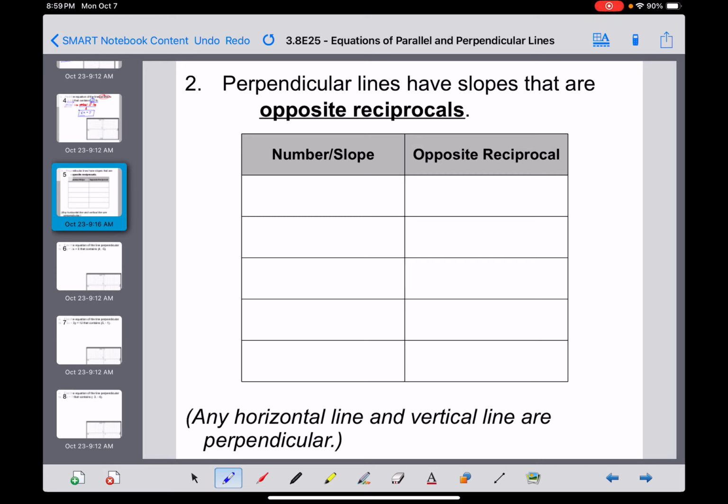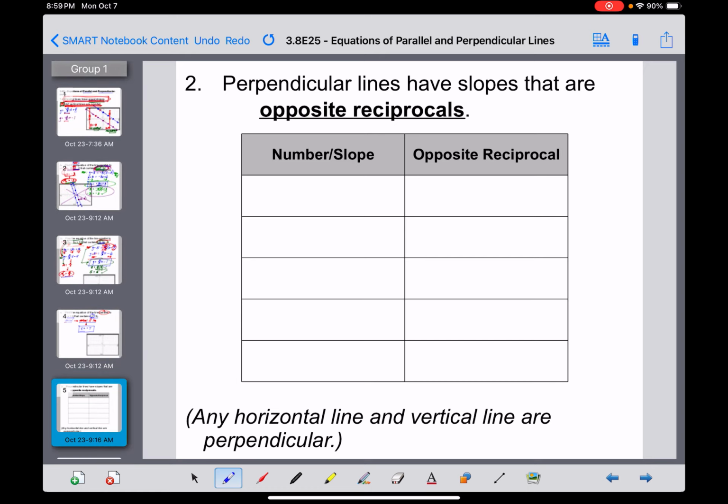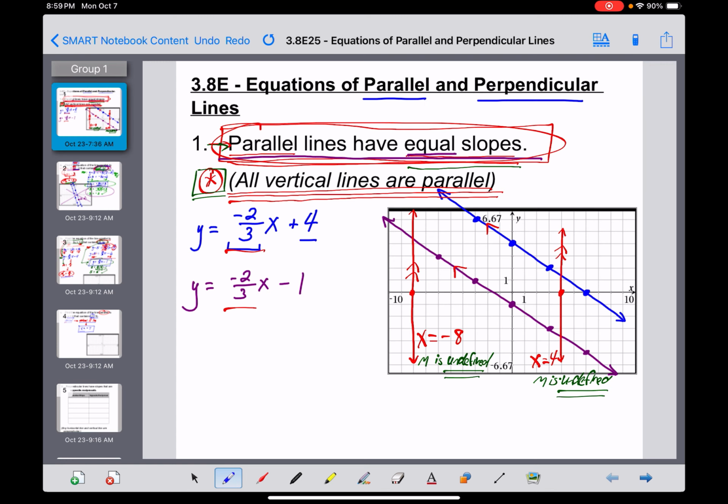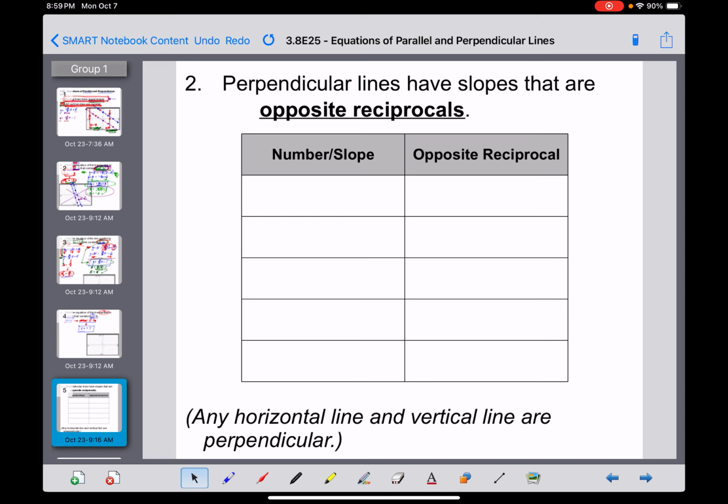And we're back, guys, with the second half of our notes of 3.8e. So everything we did in the first video just dealt with the concept of parallel lines, and we wrote early on right here, boy, this slide is a mess, right here is where I meant to put that, parallel lines have equal slopes. Now on to the second big idea of the day, perpendicular lines have slopes that are opposite reciprocals.